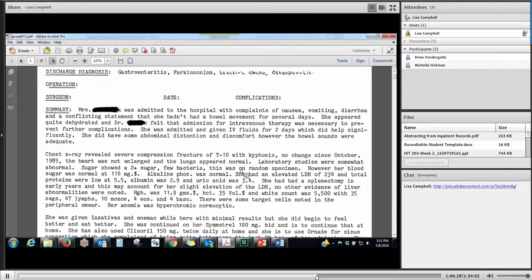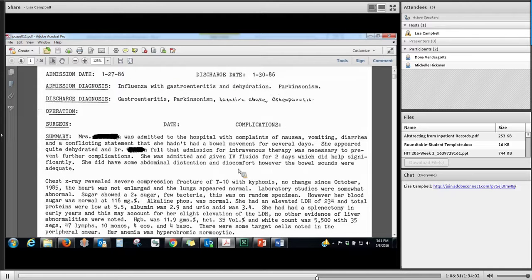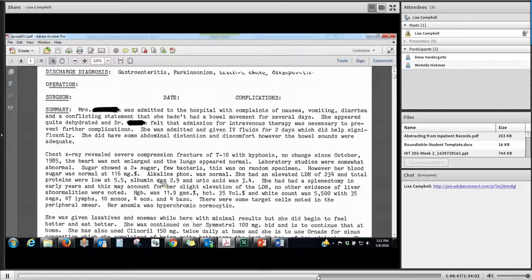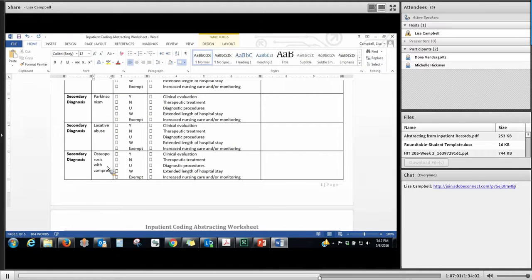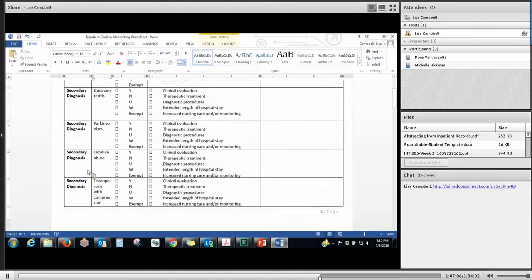So when I made the recommendation that you first read through the record and look up words that you don't know, this will help you when you are coding to determine yes or no, I'm actually going to pick up this condition. So the patient has osteoporosis and they have this compression fracture. There is actually one code that says both. So I'm going to just type over here with a compression fracture so that as I'm beginning to go through the record, I can ensure that I capture all this.